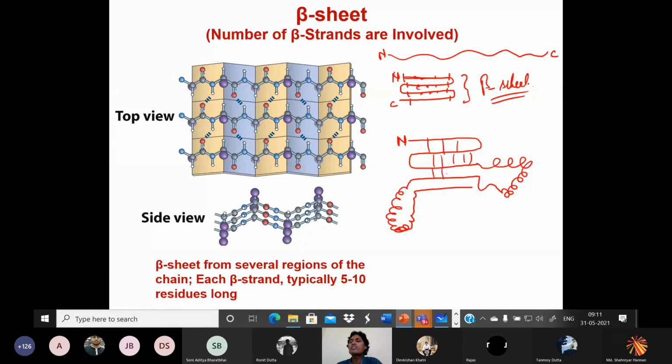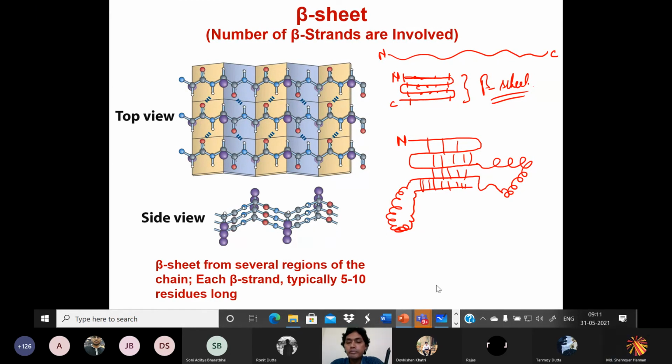Okay, so there are different types of fold that exist in nature, which means proteins can be made up completely of alpha helix, like hemoglobin. Some of them can be completely beta sheet, for example antibody. All antibodies are made up of only beta sheet, and some of them can have both alpha helix and beta sheet, everything together.